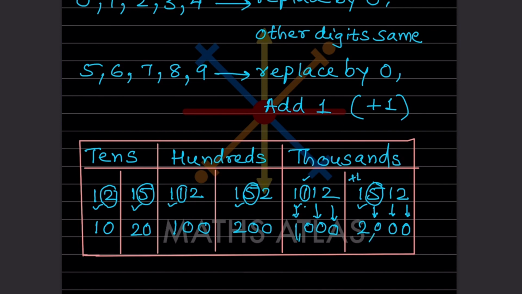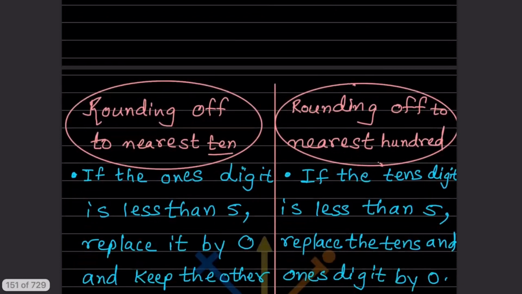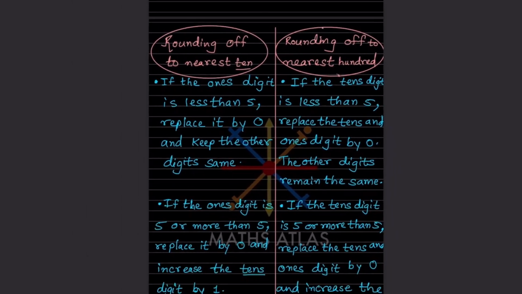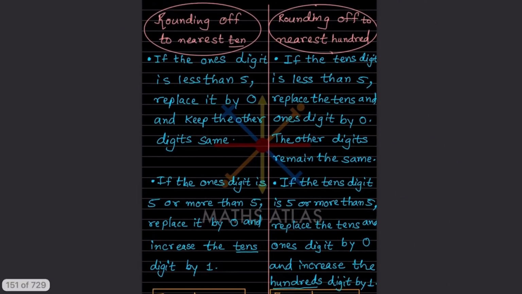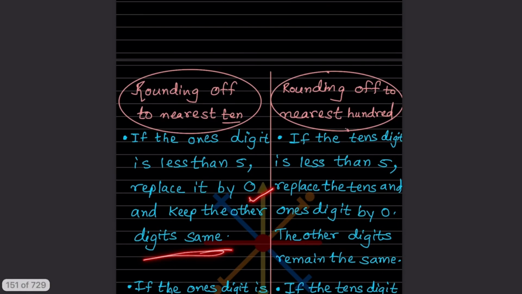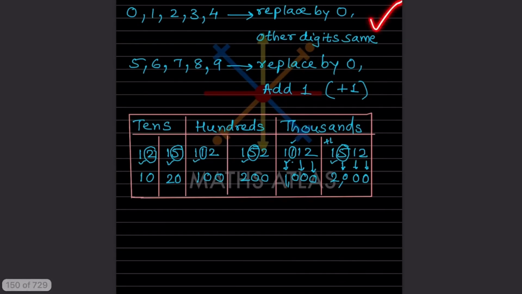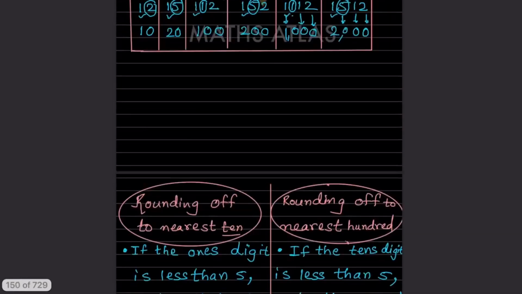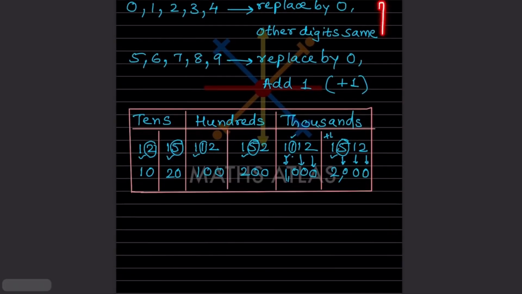Okay, so now we will see the examples. Just now let us look at it here, and later on you can write this in your notes. So what does this say? Rounding off to the nearest 10. This is in word form: if the ones digit is less than 5, replace it by 0 and keep the other digits same. What did I say? Other digits same, isn't it? But when you read it, you sometimes don't understand it, so I have simplified this one.